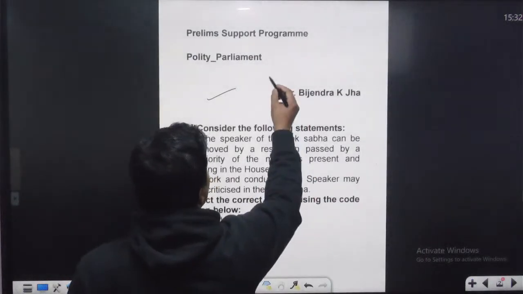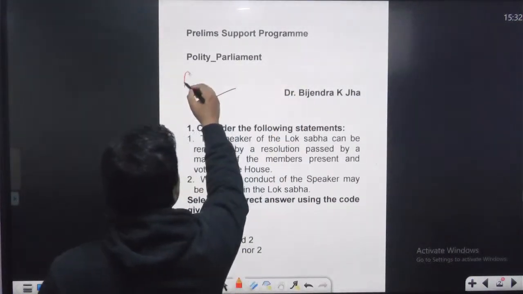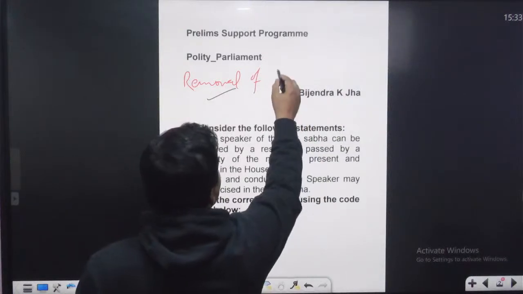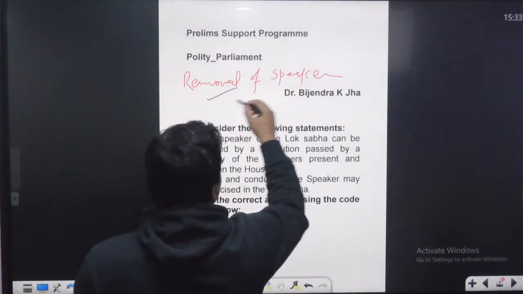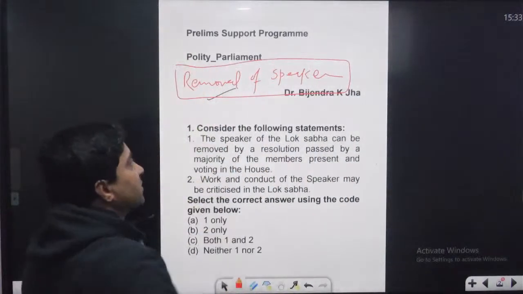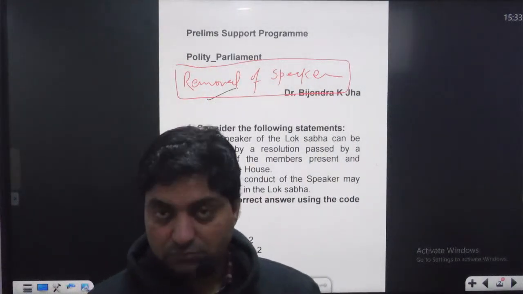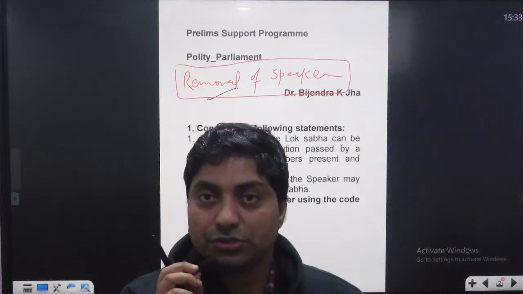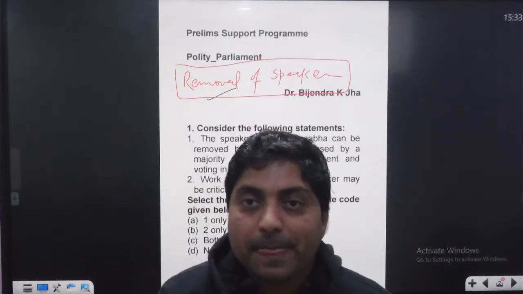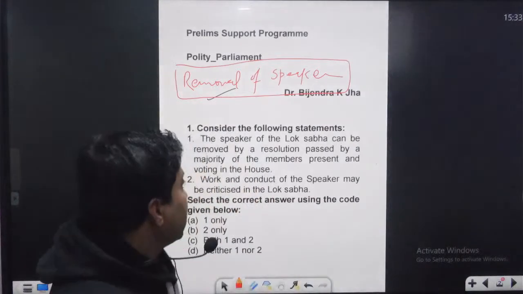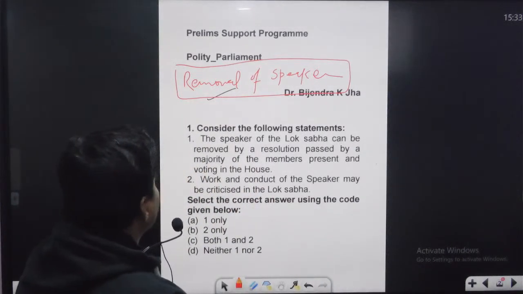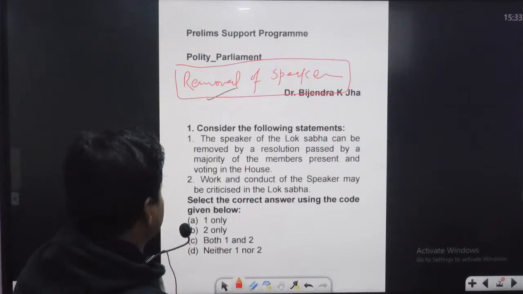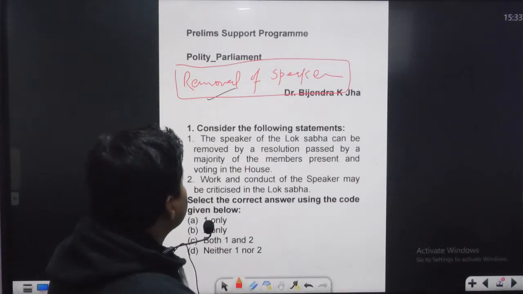Now here is a question of law. Now how first, removal of the Speaker. Now when the Speaker removal resolution is moved, it requires 15 days prior notice. The resolution is passed by a majority.